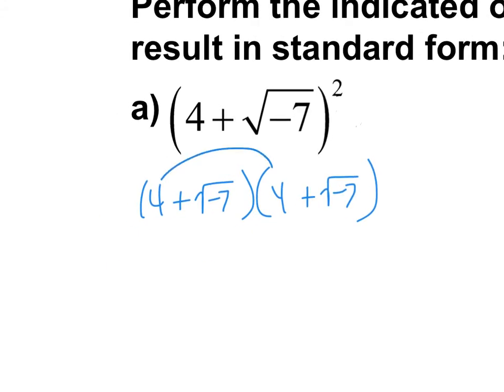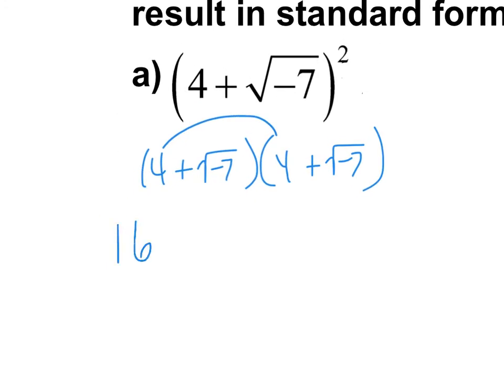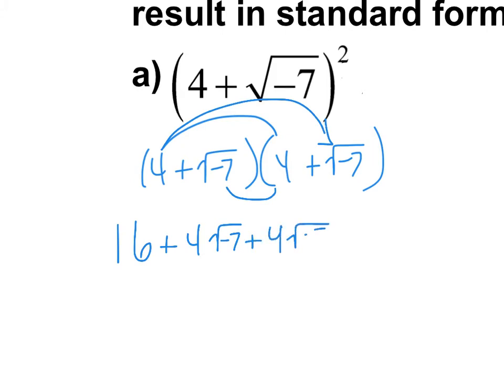What is 4 times 4? 16. What is 4 times square root of negative 7? 4 square root of negative 7. What is negative square root of 7 times 4? Negative 4 square root negative 7, just like if they were variables. And then what is the square root of negative 7 times the square root of negative 7? Negative 7. It is the square root of 49, right? Which is 7.